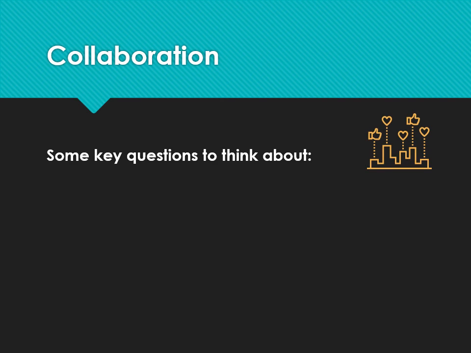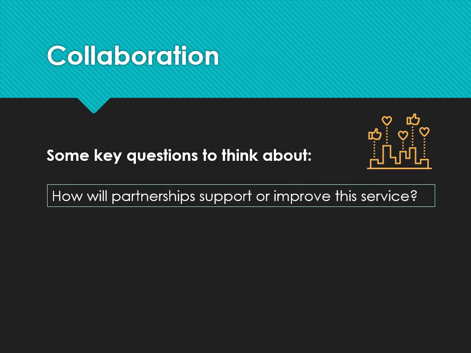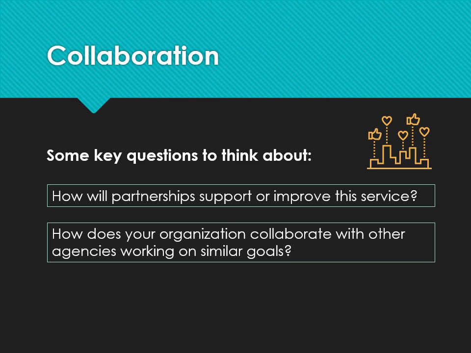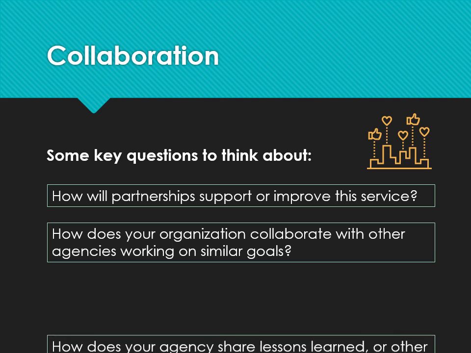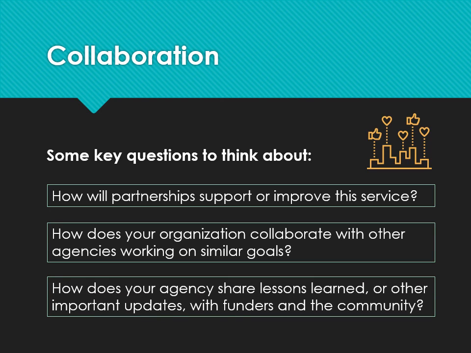Collaboration can mean a lot of things in different organizations or types of programs. Make sure you read through the rubric, which is published in the NOFA, to determine how this question will be scored. Some key questions you might want to think about in advance are: how will partnerships support or improve this service? How does your organization collaborate with other agencies working on similar goals? How does your agency share lessons learned or other important updates with funders in the community?